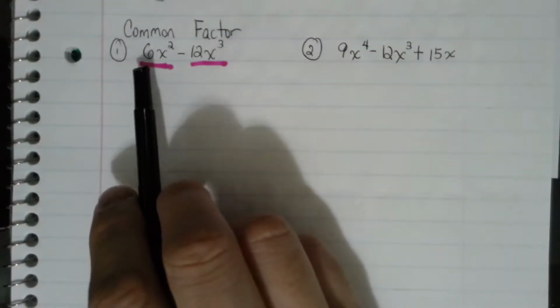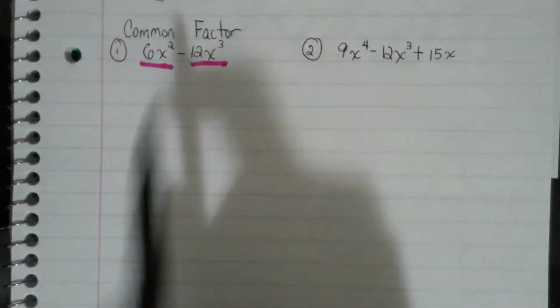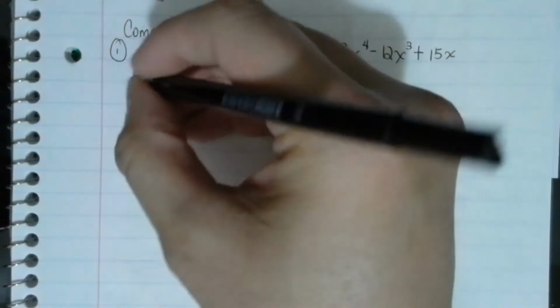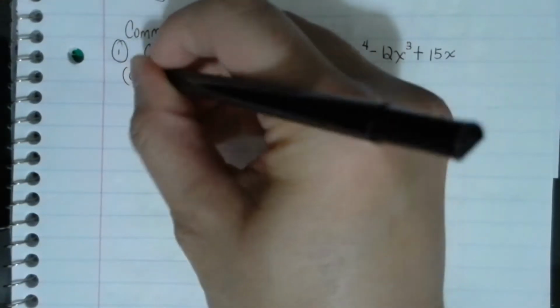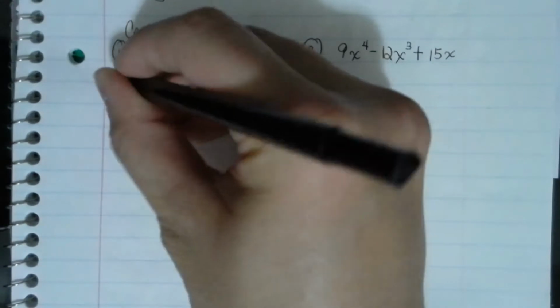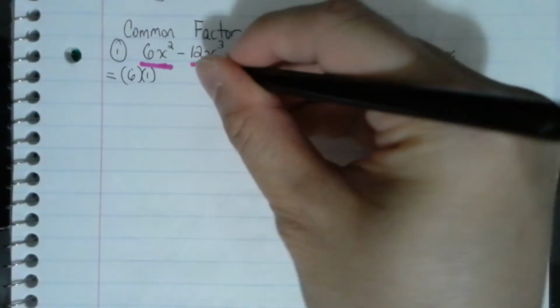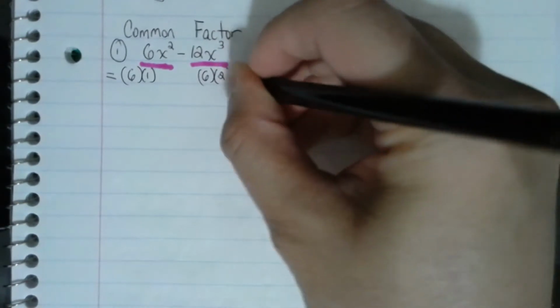Now we're going to look at the coefficients of 6 and 12. And from there, we are trying to see what you can divide each of those numbers by. The biggest number we can divide each of them by is 6. So 6 I will factor to 6 times 1. And 12 I will factor to 6 times 2.